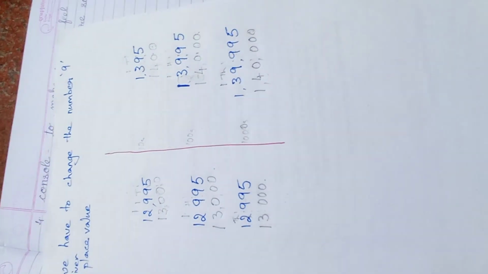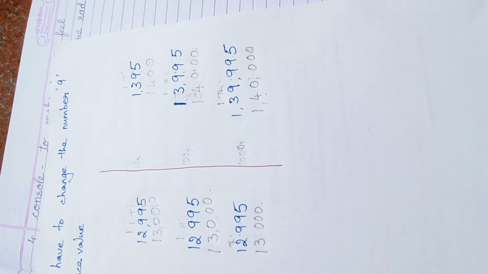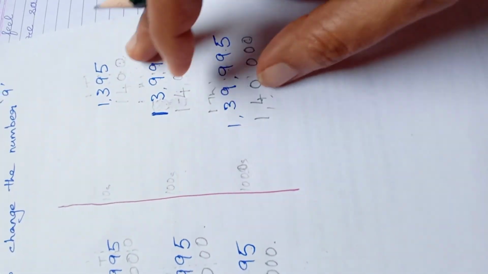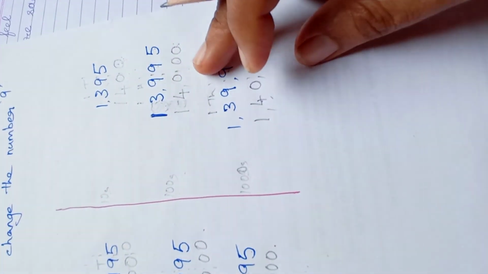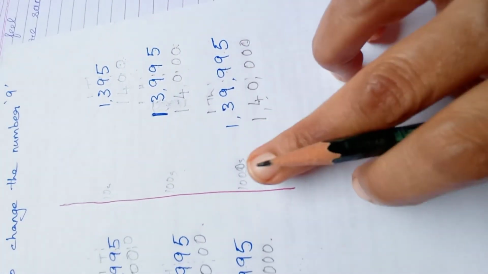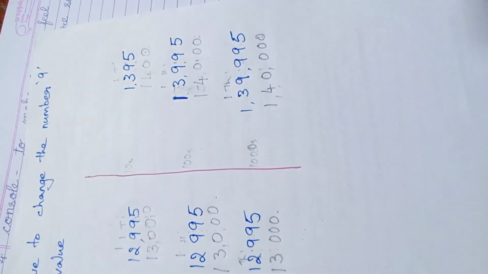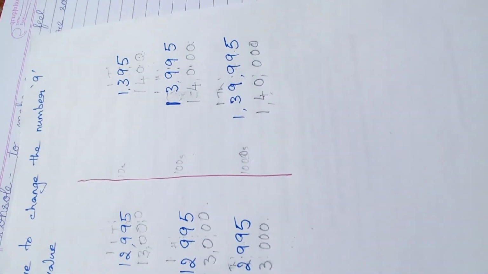Okay, understood? No more confusions. You try this, and more of this, play with making numbers with the 9 coming in the place values of which you have to round. Okay, try it. All the best.